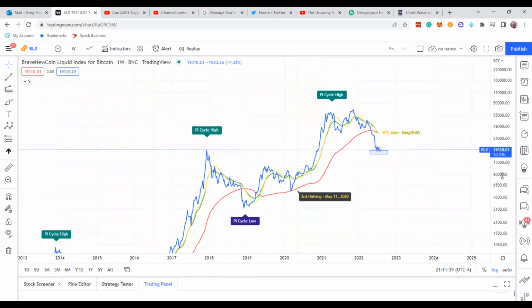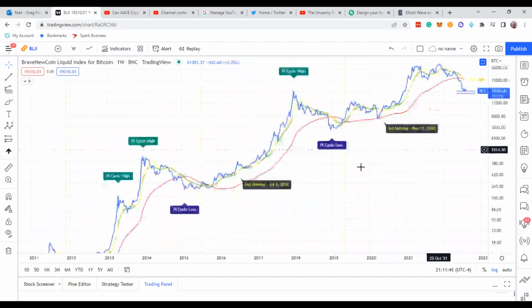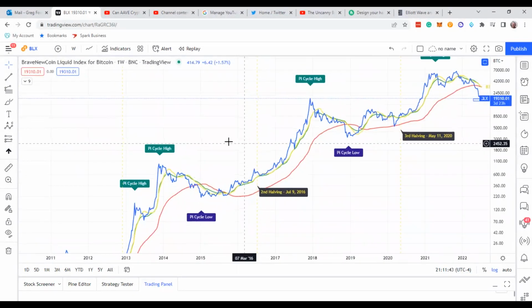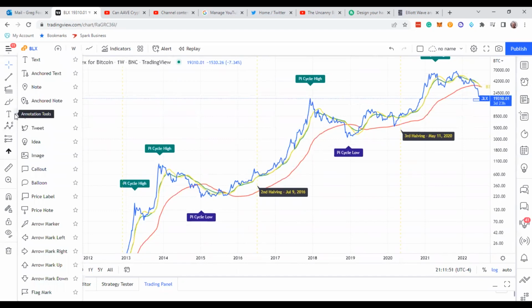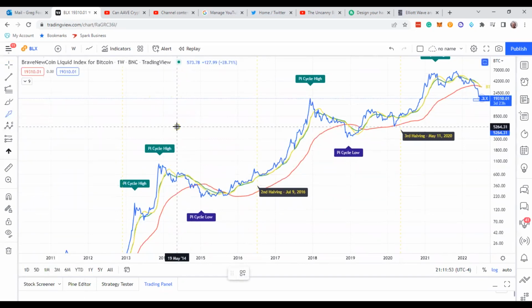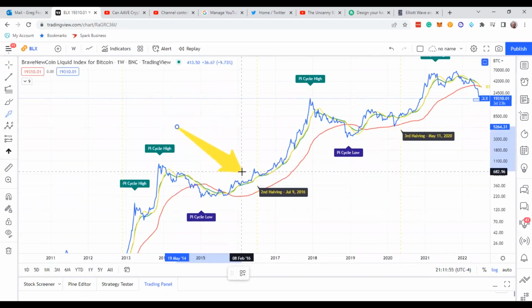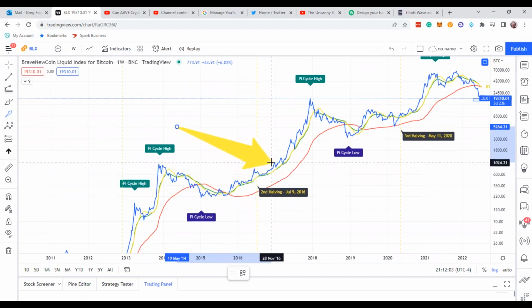I'm going to remind people that are new to this channel, let people know that right here, November 2015, interest rates were increased. And then starting right about in this area, quantitative tightening was happening.